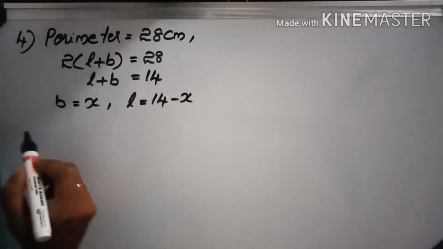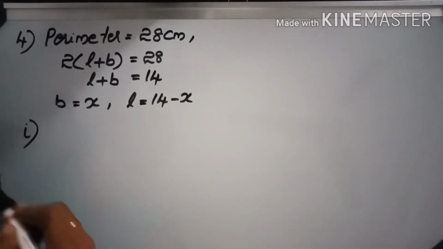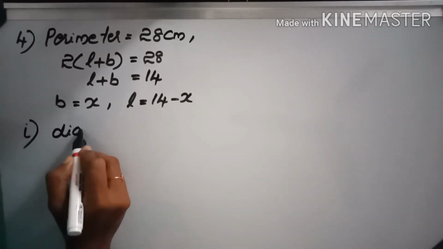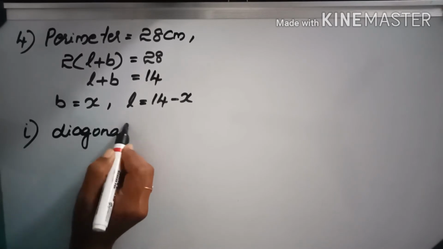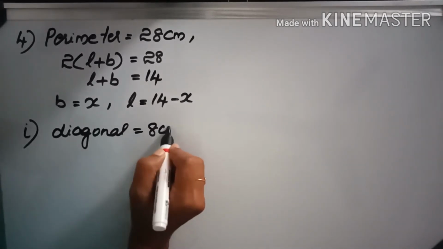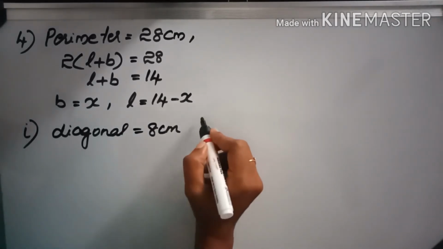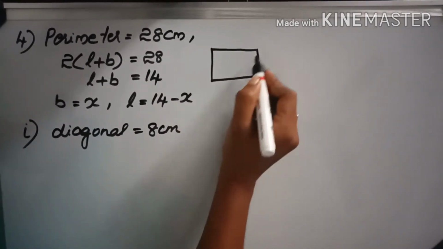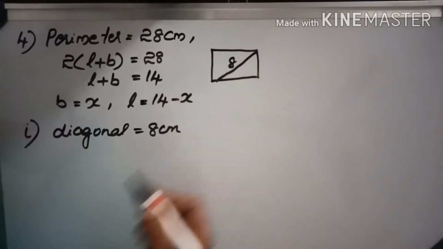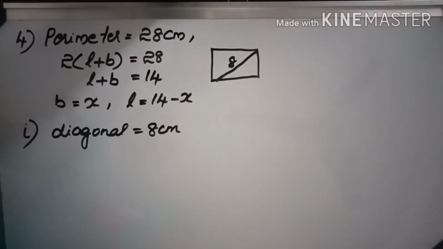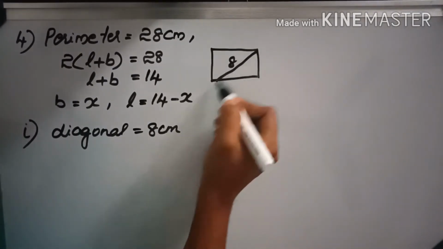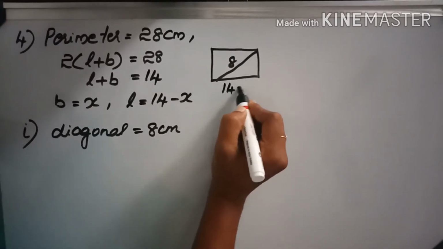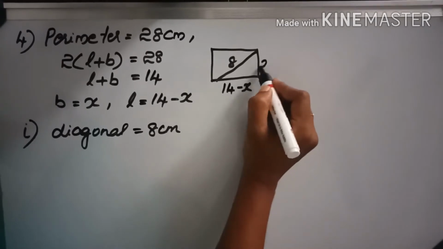Now we need to check. The first sub question is, can we make a rectangle with the diagonal as 8 centimeter? Diagonal equal to 8 centimeter. We have to check whether we can make a rectangle with one diagonal as 8 centimeter. This is what we need to check here. So for that, if this is the diagonal, length will be 14 minus x. Breadth will be what?